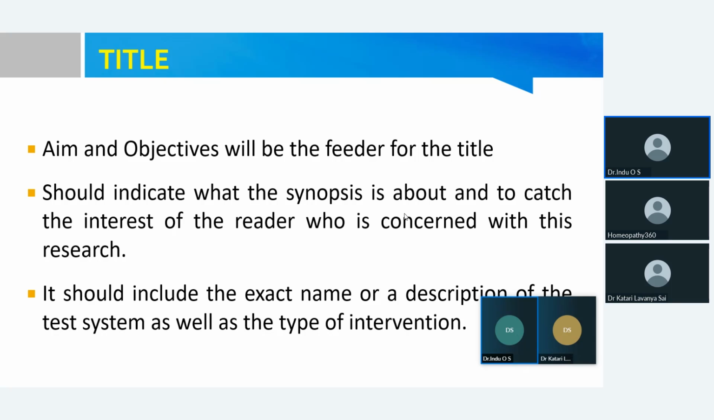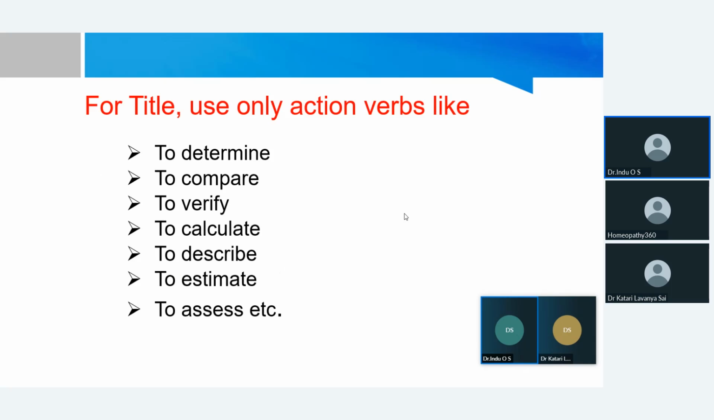Suppose I mention one topic: effectiveness of homeopathic medicine in simple myopia. But here I didn't mention the population, right? So it's not following the PICO standards. You can modify the topic like this: effectiveness of individualized homeopathic medicine in the treatment of simple myopia among children of 5 to 15 years of age group. So here it is clear that you have mentioned the population. Then intervention means what you are giving here, which is individualized homeopathic medicine. So it is already mentioned.